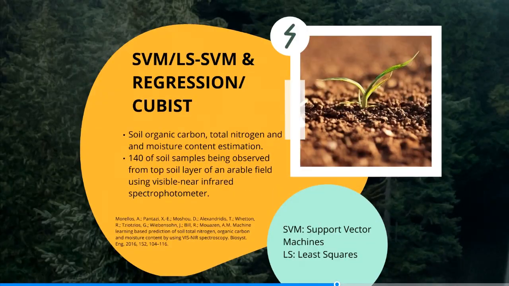Next, in the study of soil conditions, models like least squares support vector machines and regression of qubits are being compared and used to predict soil organic carbon, moisture content, and total nitrogen. A total of 140 soil samples is being observed from the topsoil layer of an arable field using a visible near-infrared spectrophotometer.